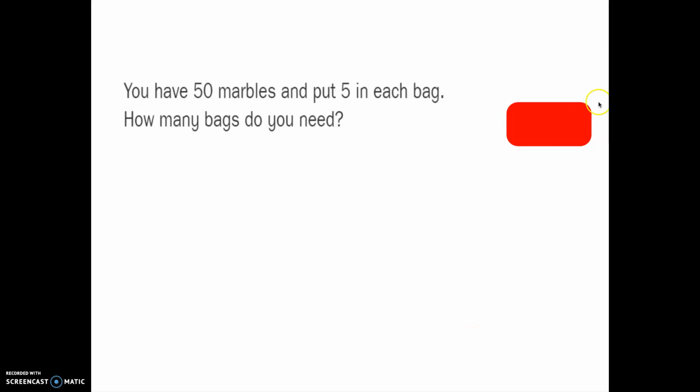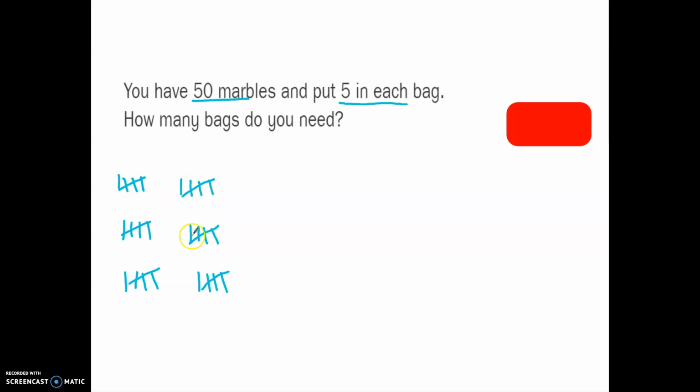Well, let's take a look at what we know. We know we have 50 marbles, and I'm putting 5 in a bag. So 1, 2, 3, 4, 5, and again, and again, until I have six bags. I'm going to count so far.